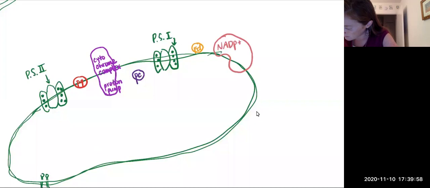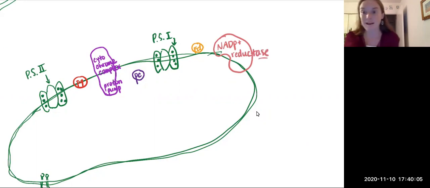NADP plus reductase. So hopefully that ASE ending is jumping out to you. It's got to be an enzyme. It's got to be catalyzing some reaction. We'll talk about what that reaction is in just a minute.